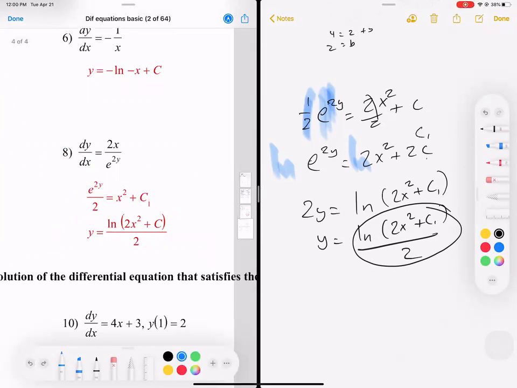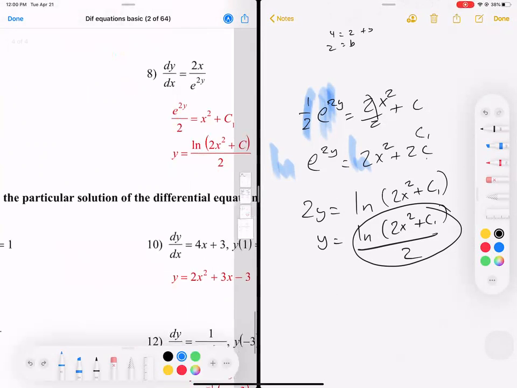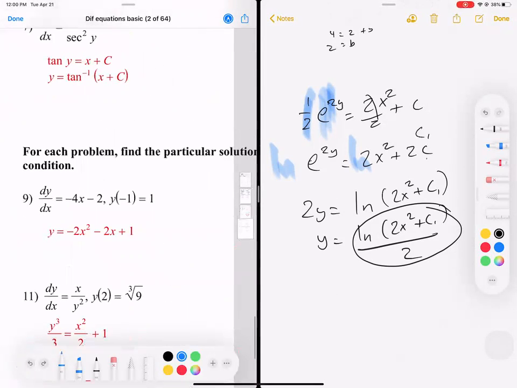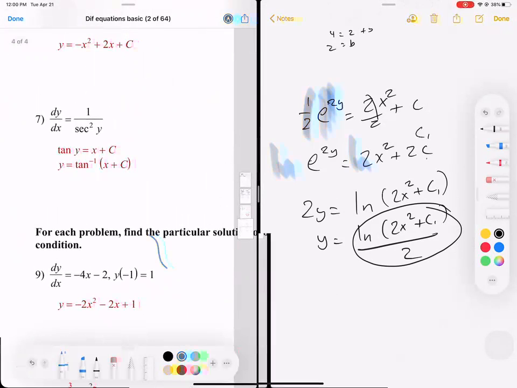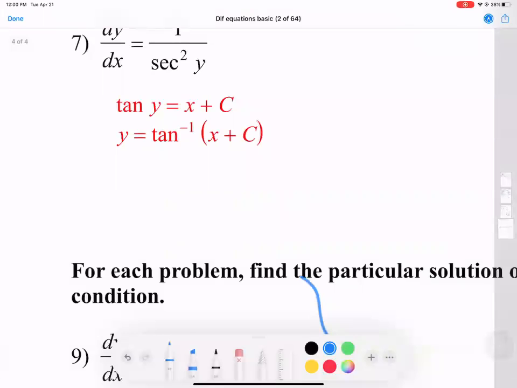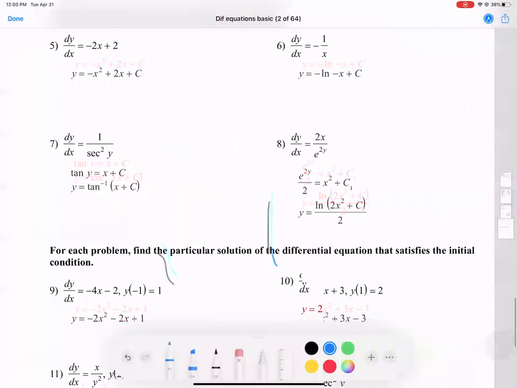Okay, so we're running out of time here. I'm going to go ahead and finish this last one. Now, what if you end up with a particular solution? The last section here is with particular solutions, meaning I'm going to give you an x and a y.